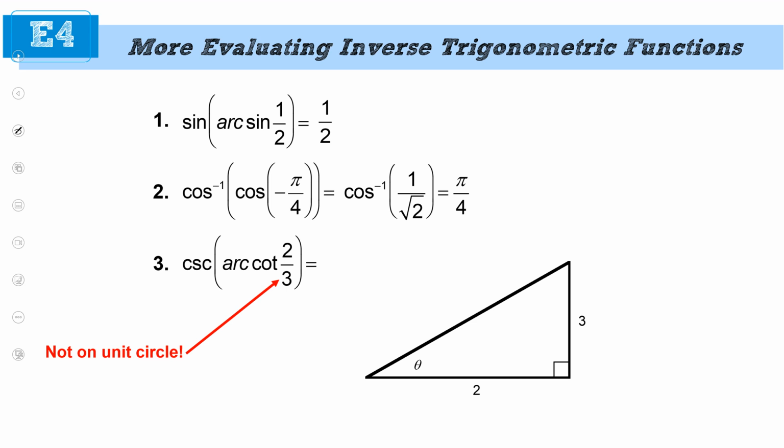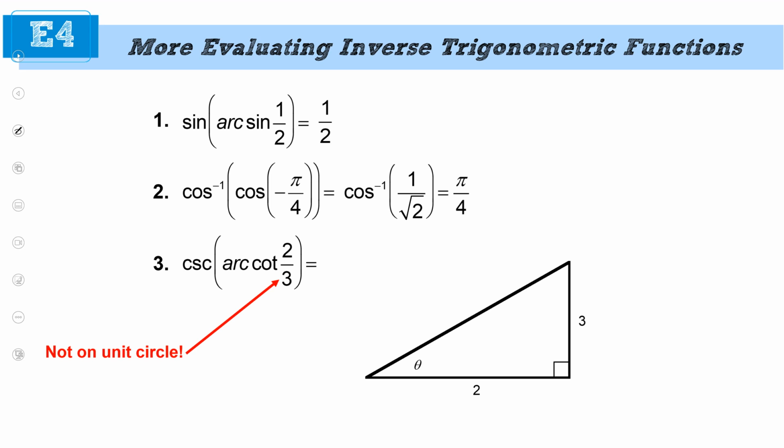I know that there's some angle that I'm calling theta. If I take the cotangent of that angle theta, I get 2 thirds. And I also know that cotangent is adjacent over opposite. So I set up my triangle.